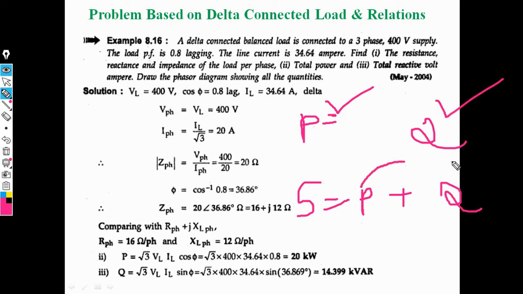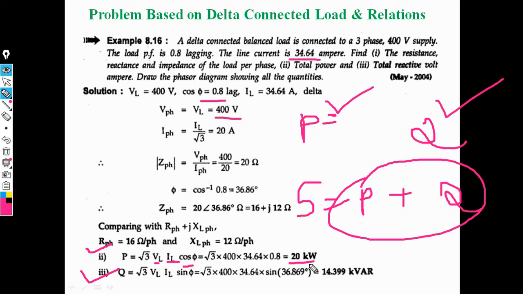Then we need to calculate both P and Q. The formula for P is equal to root 3 VL IL cos phi. Put VL is equal to 400, IL is given as 34.64, and the power factor is given as 0.8. Then we obtain active power of 20 kilowatt.